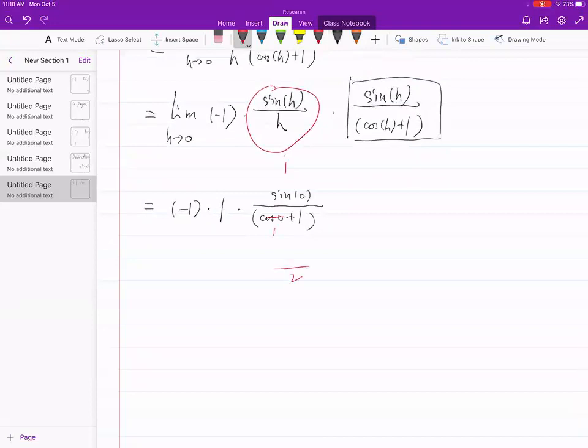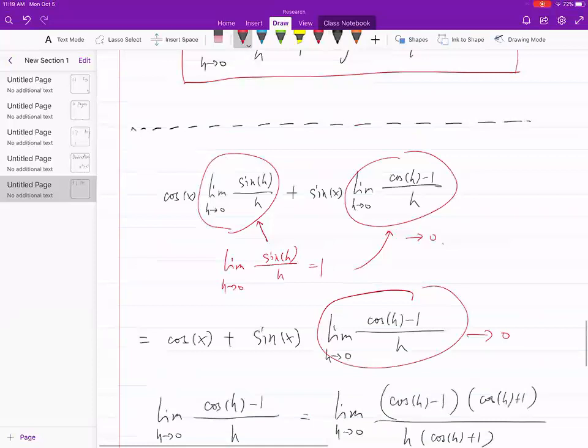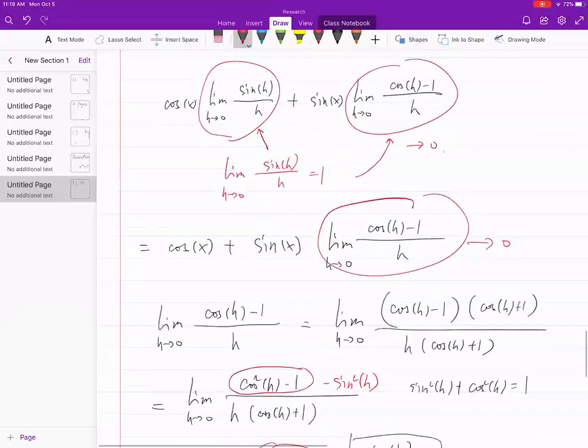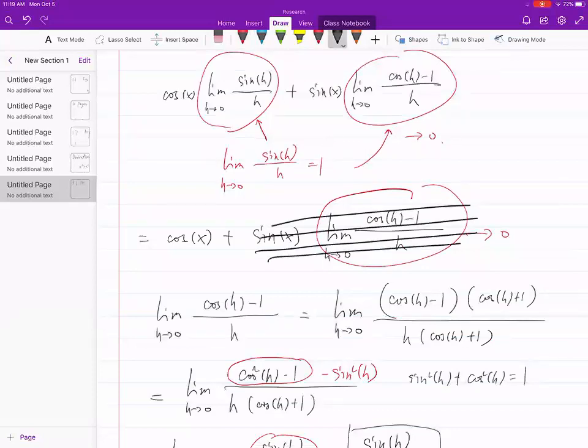Okay. What is sine 0? That is going to be 0. So the whole thing is 0. Okay. If that is 0, this is 0. And if this is 0, this term is not there. So what's the derivative of sine? Cosine.